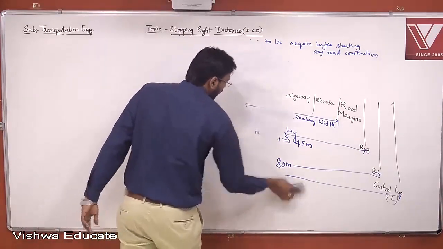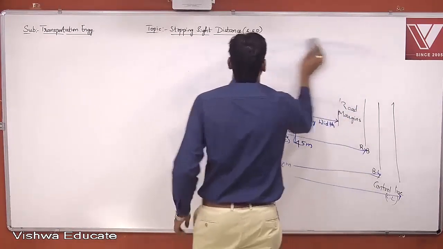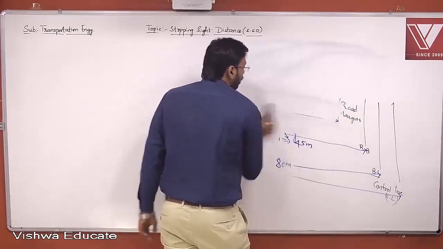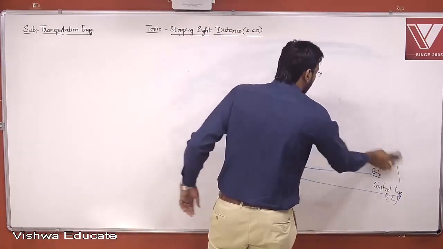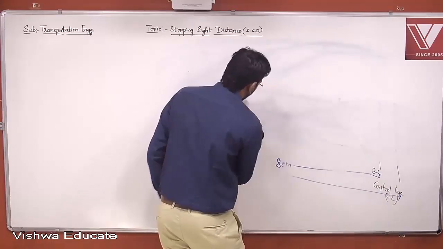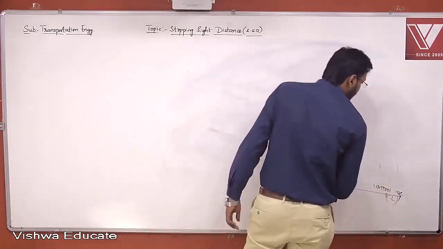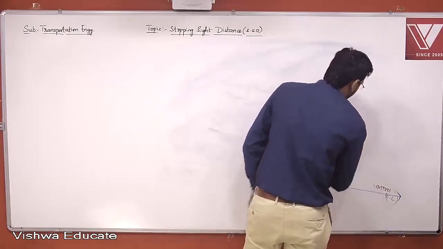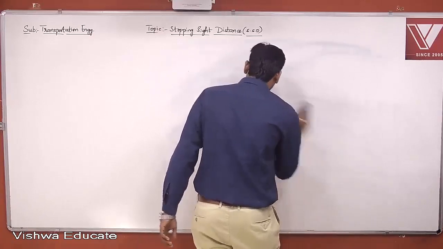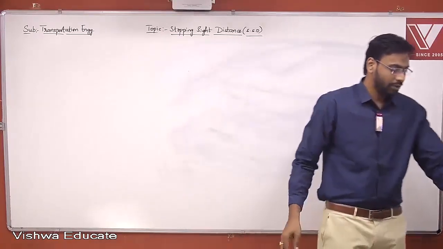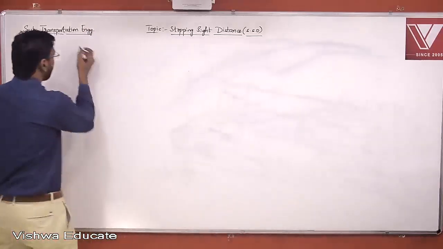So that's about the basics of geometric design. Now we'll start with the design of elements on the road, and the first element that should be considered in the roads is sight distances. Now we have three different types of sight distances.